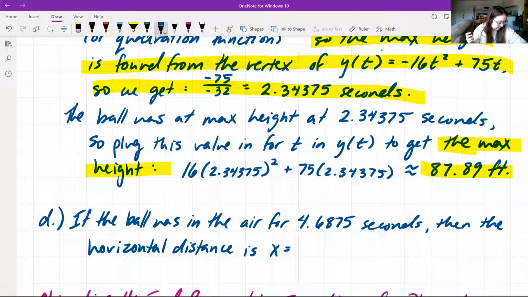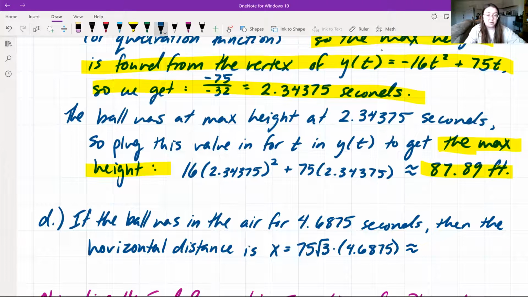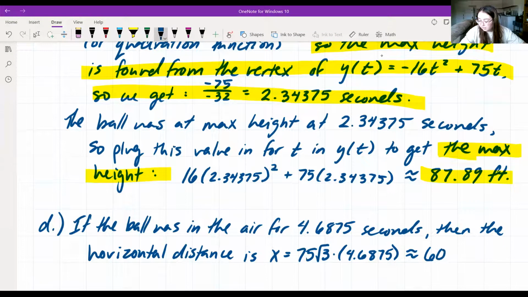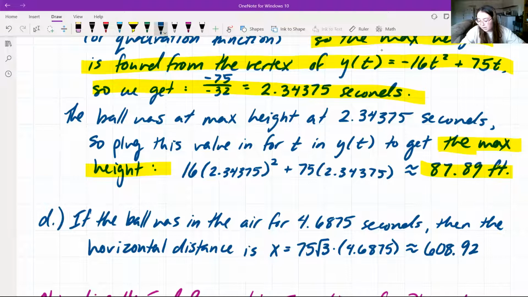So this would be x is equal to 75 times the square root of t times 4.6875, which we want to use a calculator for. And when we do, we end up getting the ball traveled 608.92 feet. So there we go, fit that in.